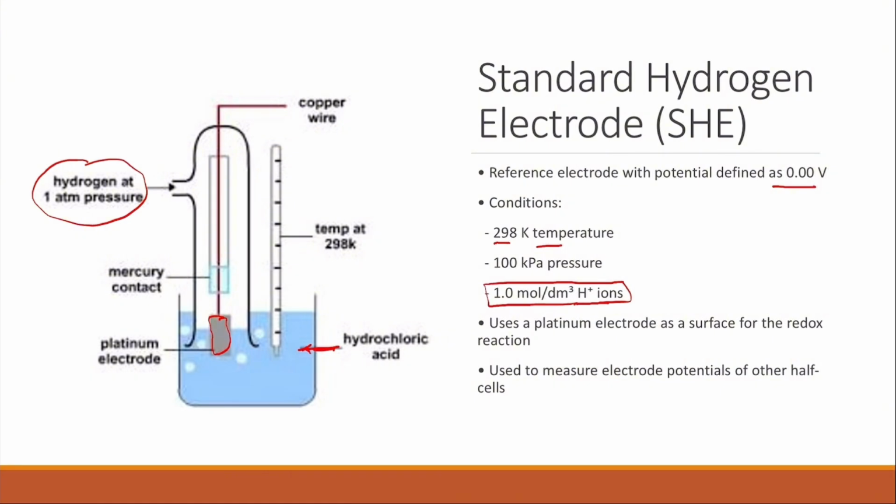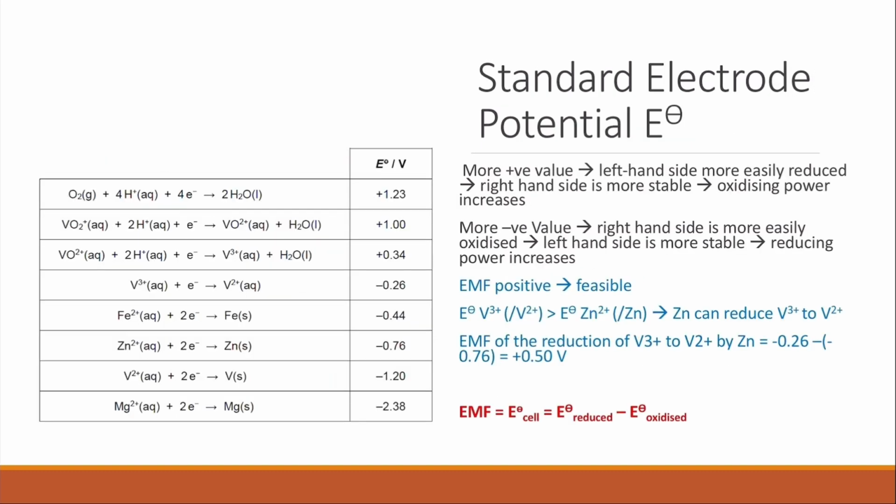And then this is the half cell, and this is connected to the other half cell, which is going to contain the oxidation reaction or the reduction reaction, which we would need to measure its electrode potential. So this is used to measure the electrode potential of other half cells. That will give us the electrochemical series. An electrochemical series will arrange the different redox reactions based on their potential to be oxidized or reduced.